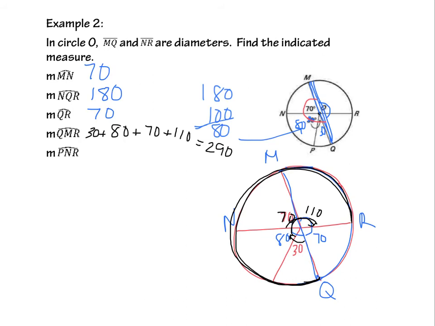And now we're going to go to P, N, R, and P is right here. So P to N to R. So again, another way to do it is to say, well, the whole thing is 360. So I'm going to take 360 minus this portion right here, which is not included in the arc. So 360 minus 70 would equal 280.